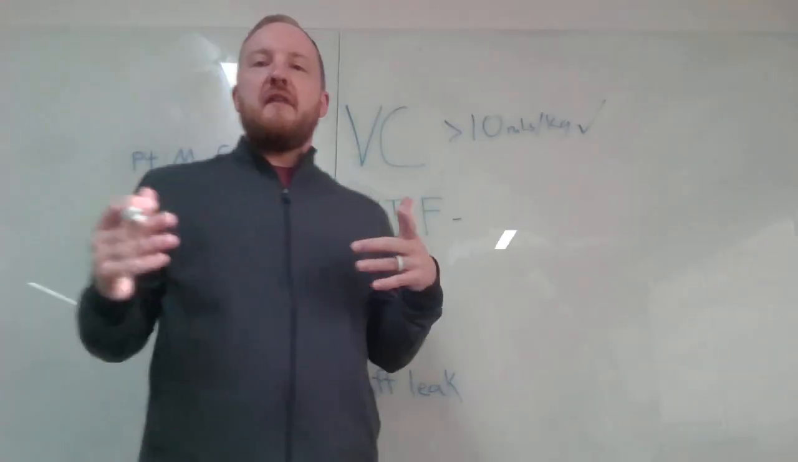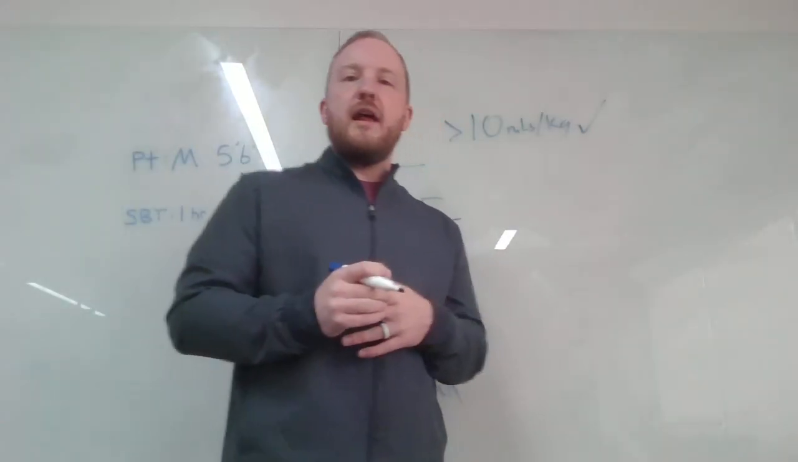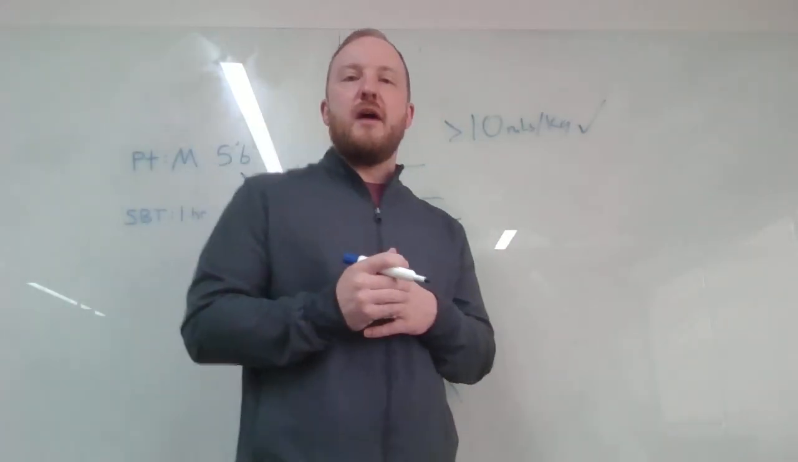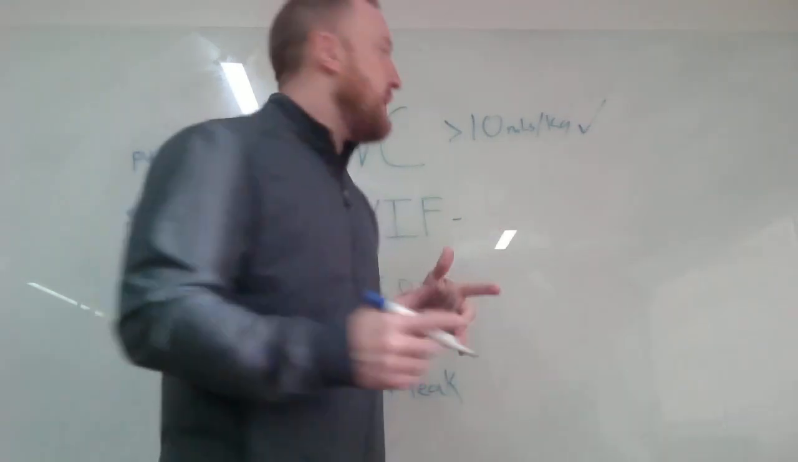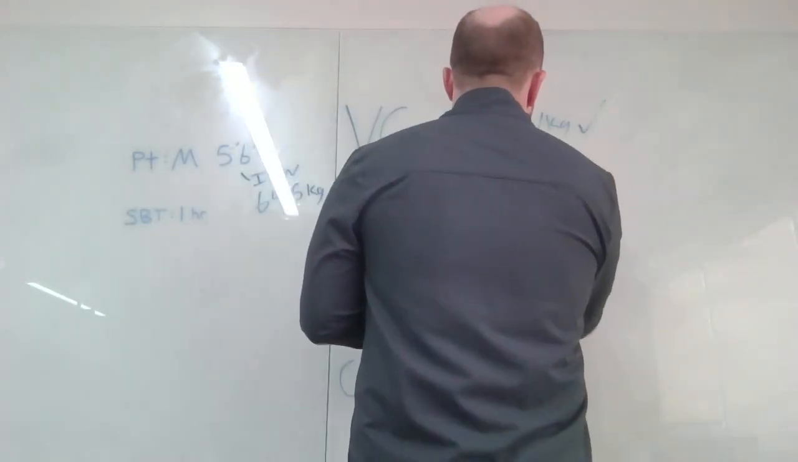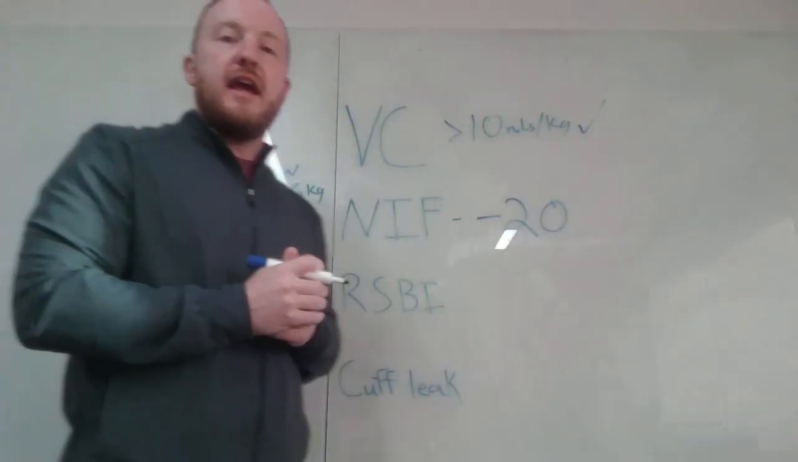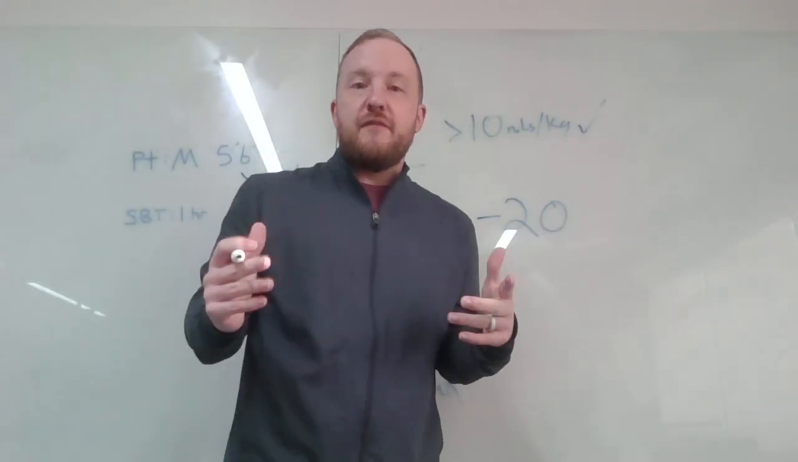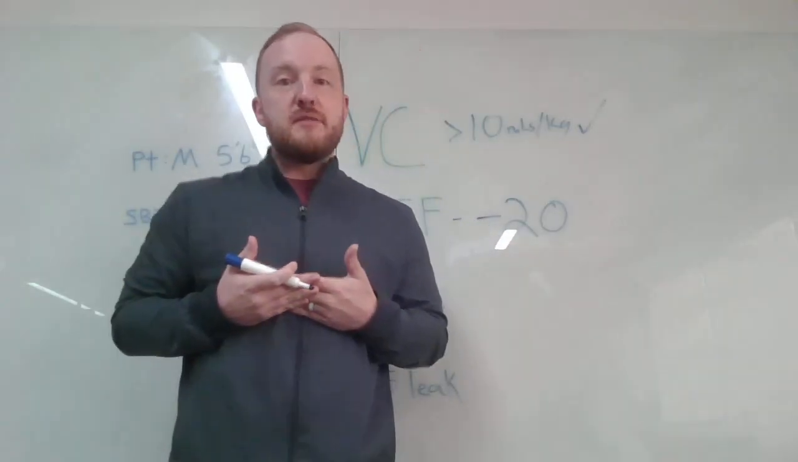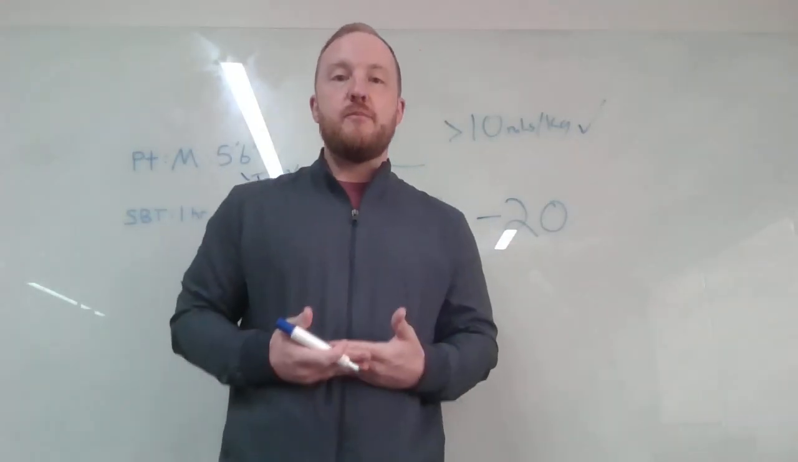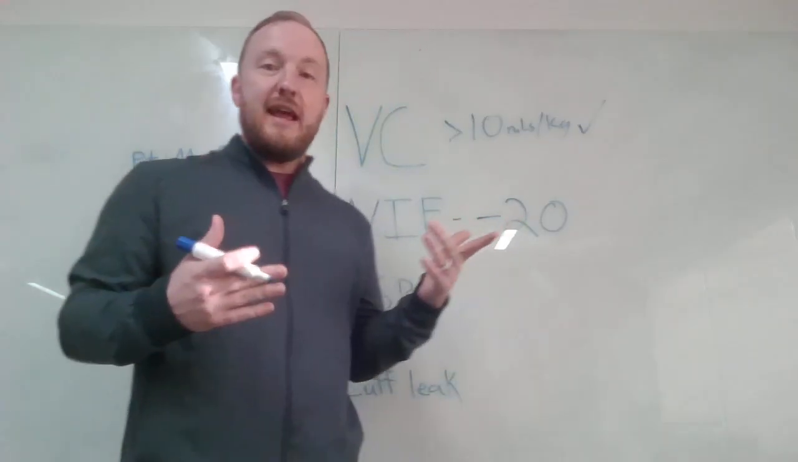So let's say we have this scenario and we're doing it. I'm going to do a NIF on this patient, okay? And this result comes back negative 20. Remember, NIF is a negative number. Why is that? It's because our diaphragm is pulling down. It's creating that negative pressure, right? So it's going to be negative.